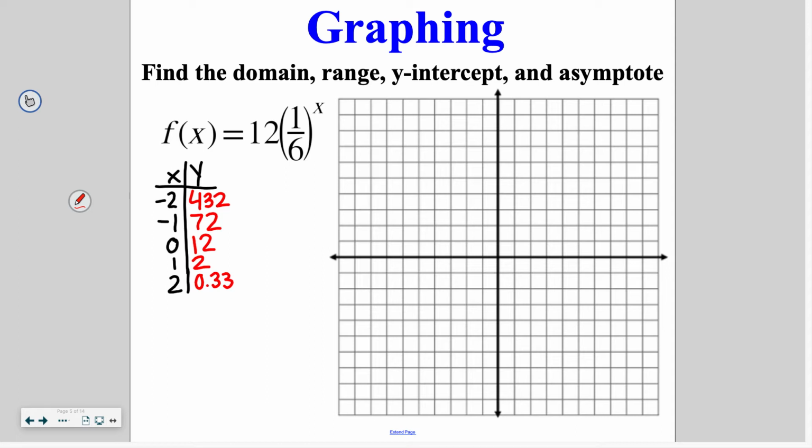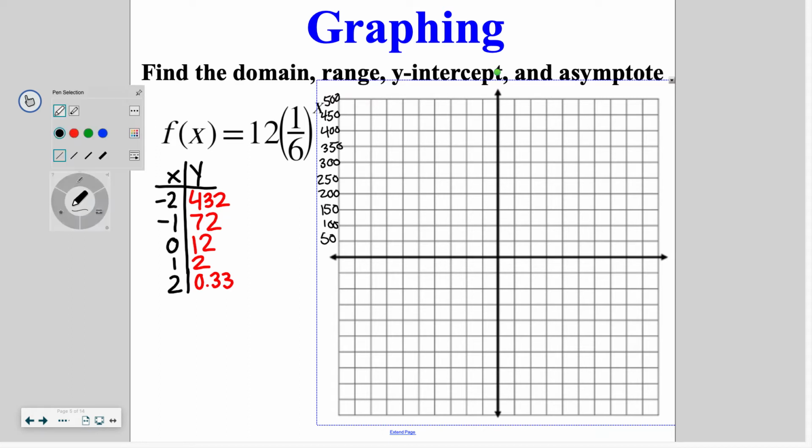Obviously, this is not going to fit on the graph as we have it scaled. We need to make it all the way up to 432. I'm going to go ahead and count by 50s to get all the way up there. So we've got 50, 100, 150, 200, 250, 300, 350, 400, 450, and 500. So now I'm going to go ahead and put my points on the graph.